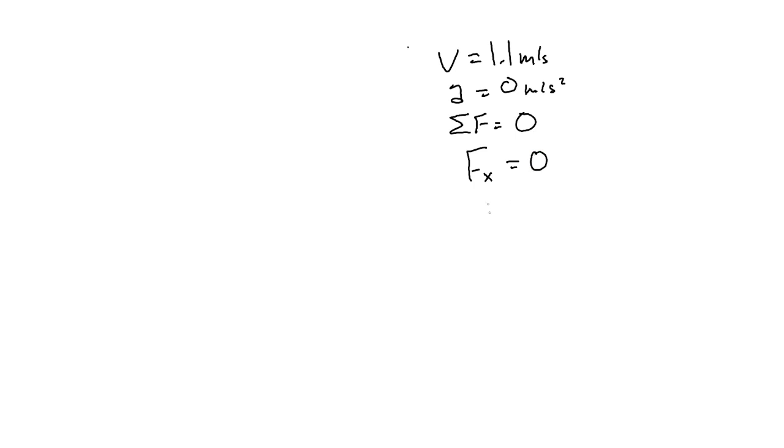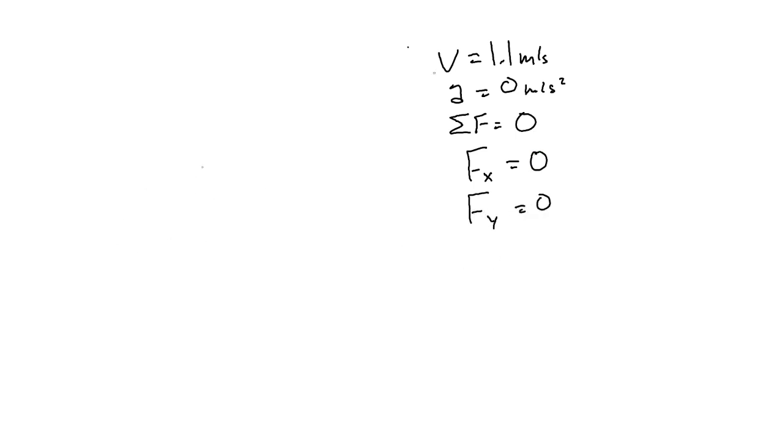Again, we have a constant velocity of 1.1 meters per second. This doesn't change, so our acceleration is going to be 0 meters per second squared, which means that our total force, our net force, is going to be equal to 0. This also means that our net force in the x direction is equal to 0, and our net force in the y direction is also equal to 0.